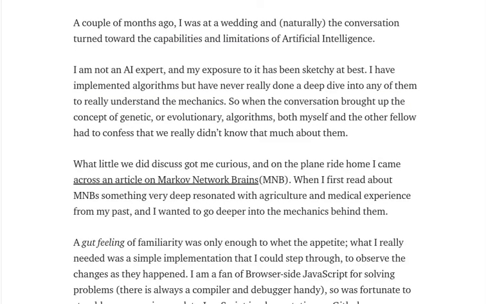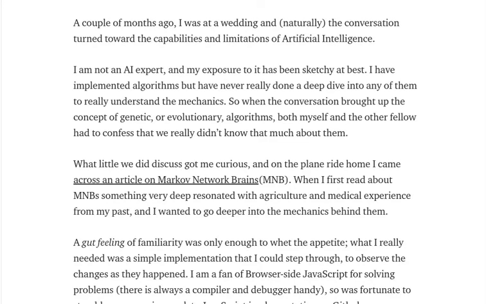A couple of months ago I was at a wedding, and naturally the conversation turned towards the capabilities and limitations of artificial intelligence. I'm not an AI expert, and my exposure to it has been sketchy at best. I have implemented algorithms, but I've never really done a deep dive into any of them to really understand the mechanics. So when the conversation brought up the concept of genetic or evolutionary algorithms, both myself and the other fellow had to confess that we really didn't know that much about them.